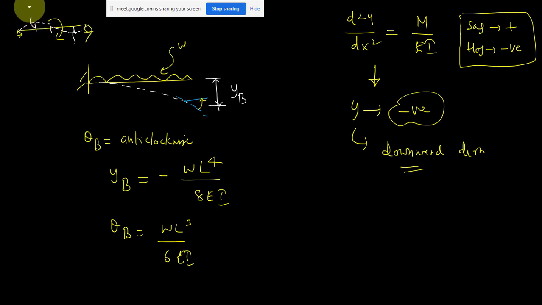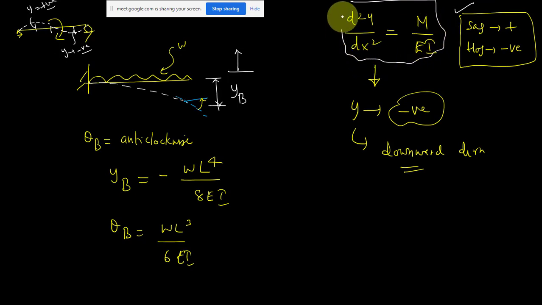And if you use the moment double integration method correctly, you will get y as negative here, and y as positive here. So whenever you get y positive, that means your deflection is upward, above this level. And if your deflection is negative, it means your deflection will be in the downward direction, provided you are using this sign convention and this equation.